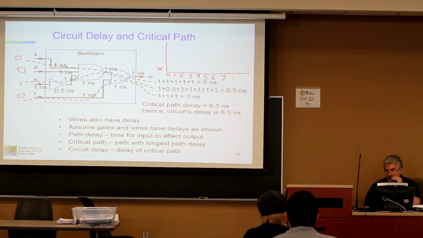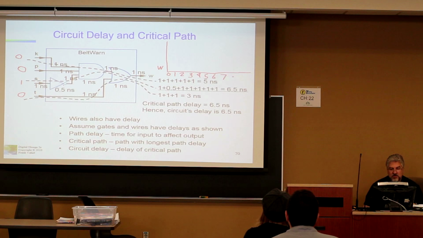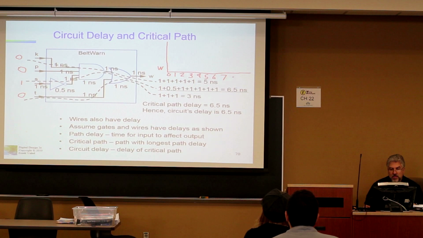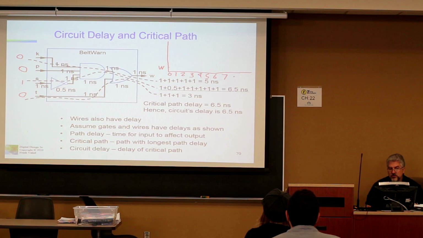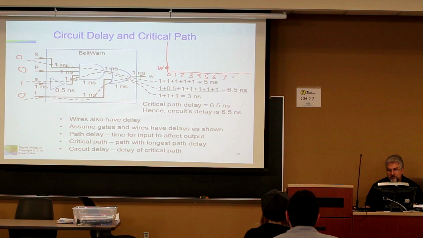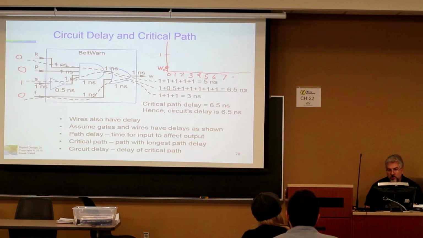Well, this is, one is knotted to make zero. Zero and zero and zero is zero. Pass that into this OR gate, and that is zero. So the output is zero, all right? So W starts at zero at time zero. We'll make that assumption, all right? So this is the value of zero. This is the value of 1 right there.